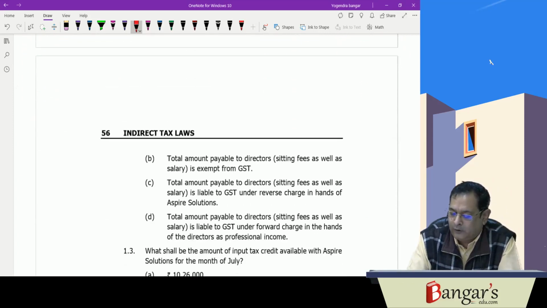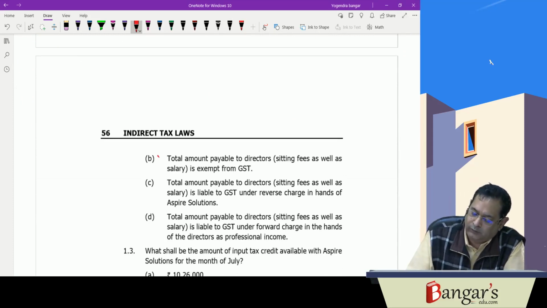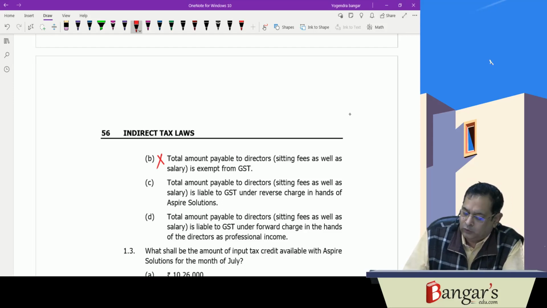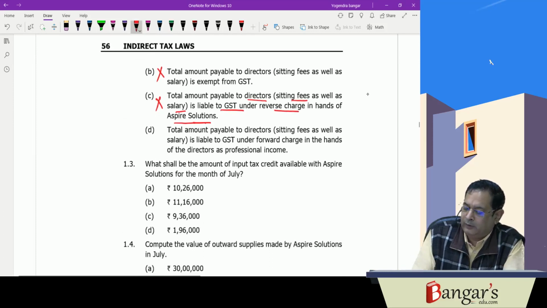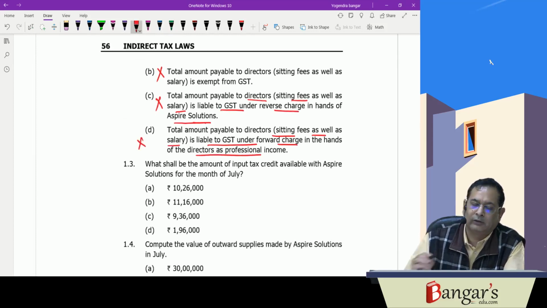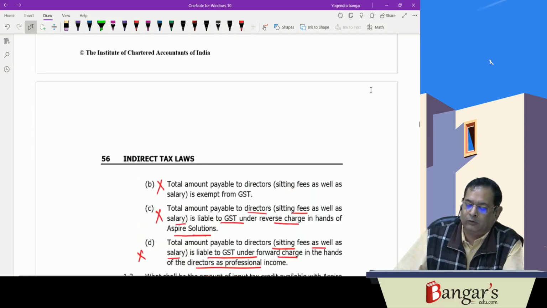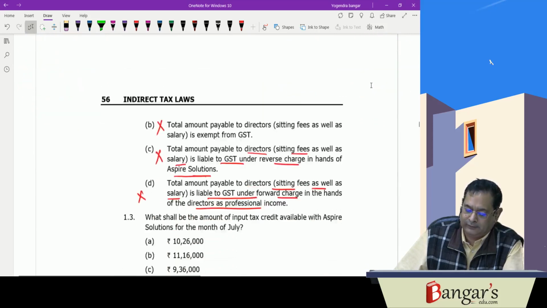The total amount payable to directors, sitting fees as well as salary, is exempt from GST. Well, this is a false statement. Total amount payable to directors, sitting fees as well as salary, is liable to GST under reverse charge on the basis in the hands of Aspire. This is wrong. And total amount payable to directors, sitting fees and salary, is liable to GST under forward charge in the hands of directors as professional income. So these statements are wrong. Only the first statement is correct.